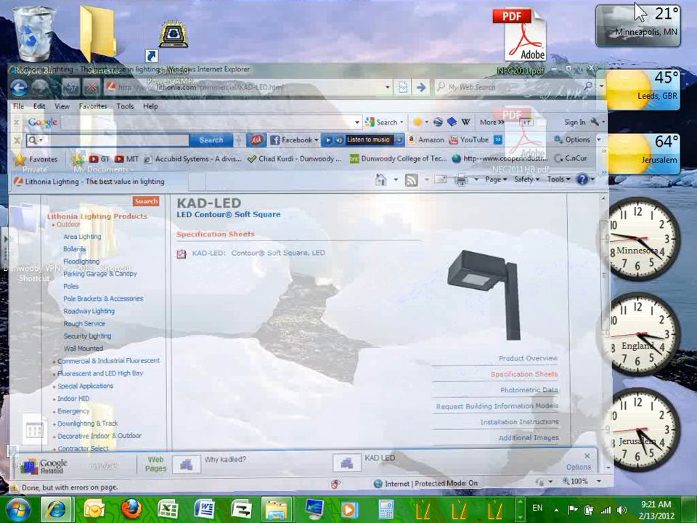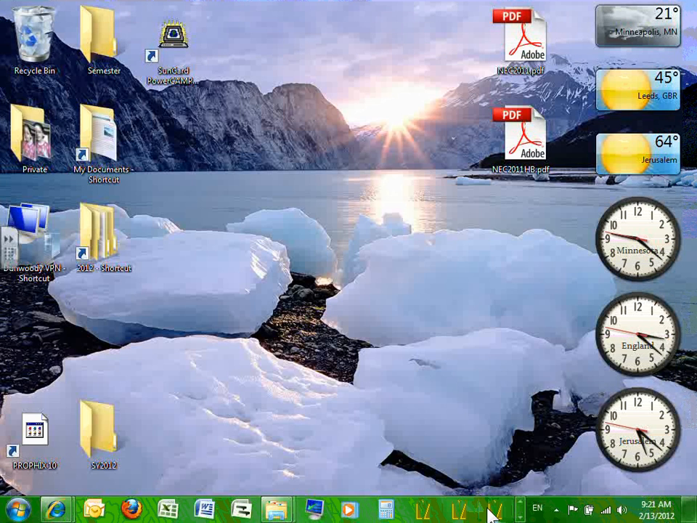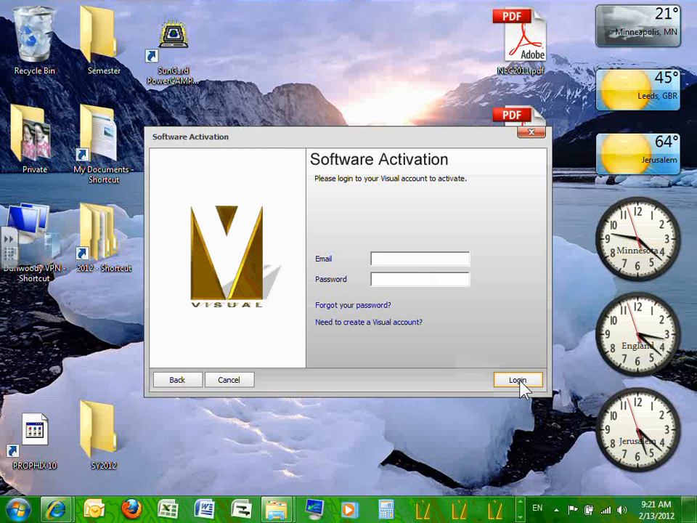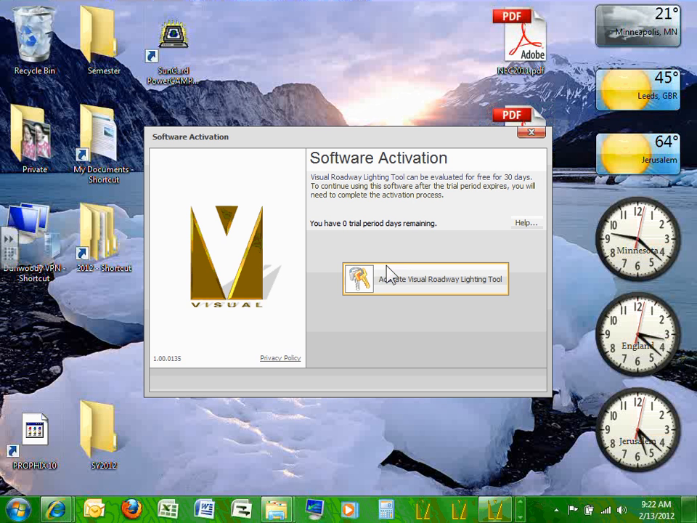Again, this is the highway. There you go. Software activation, lighting Visual for 30-day trial. Activate Roadway Visual. I don't want to activate it. My trial period has expired.